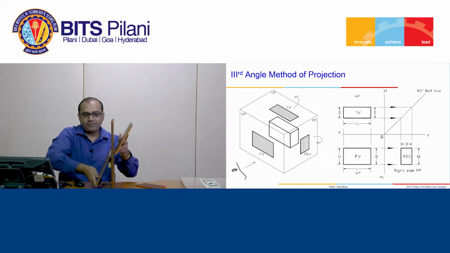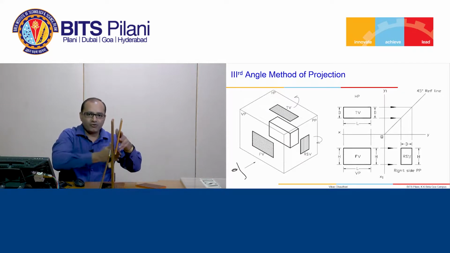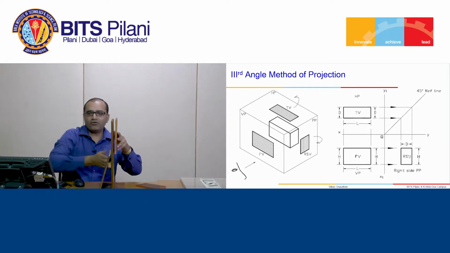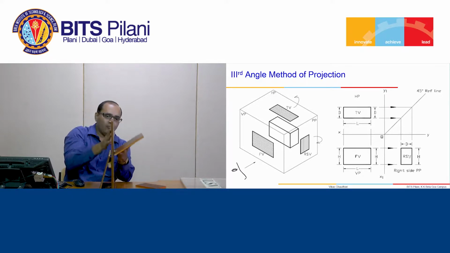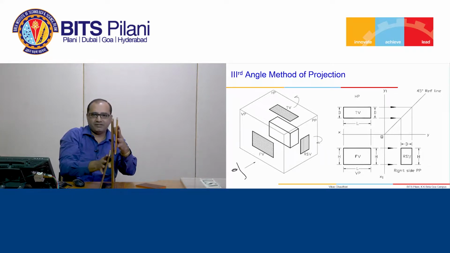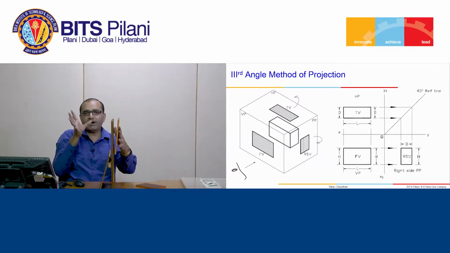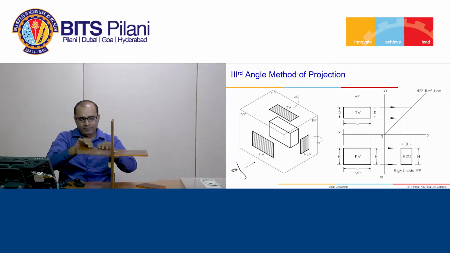The rotation, as we said, is such that the first and third quadrants will open. So the second and fourth quadrants will get closed. So what you will have is that the front view and top view will both overlap on each other. So it will be difficult to identify the front view and top view. The same thing happens when you keep the object in the fourth quadrant.